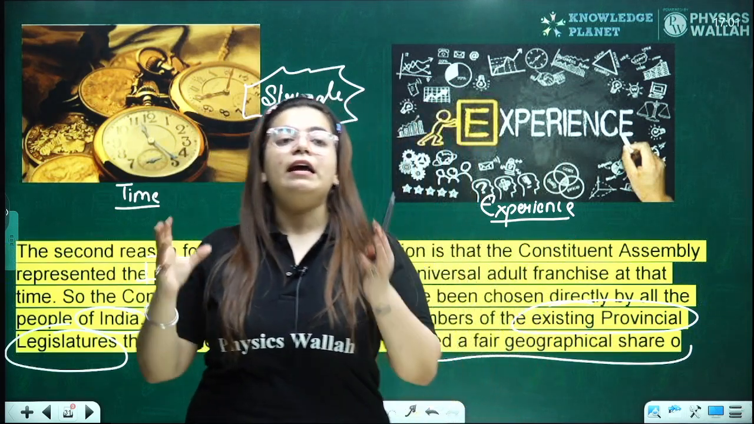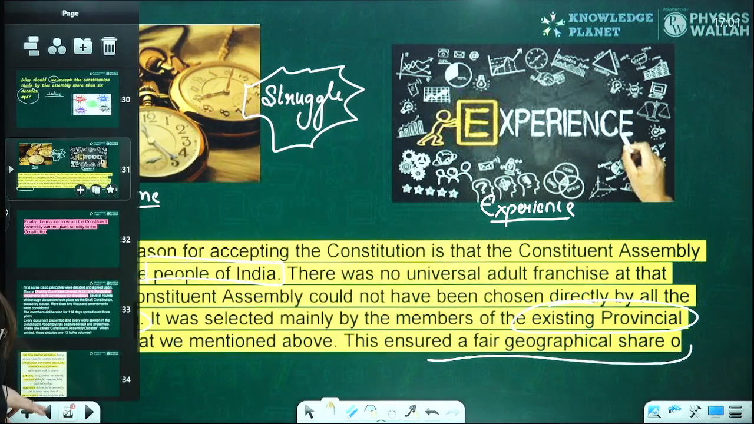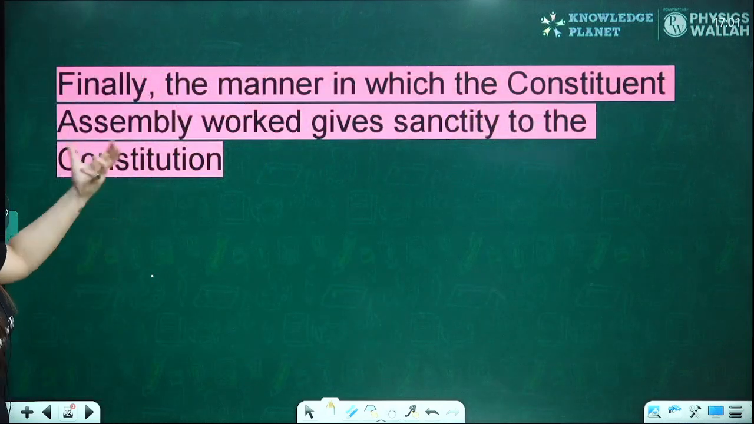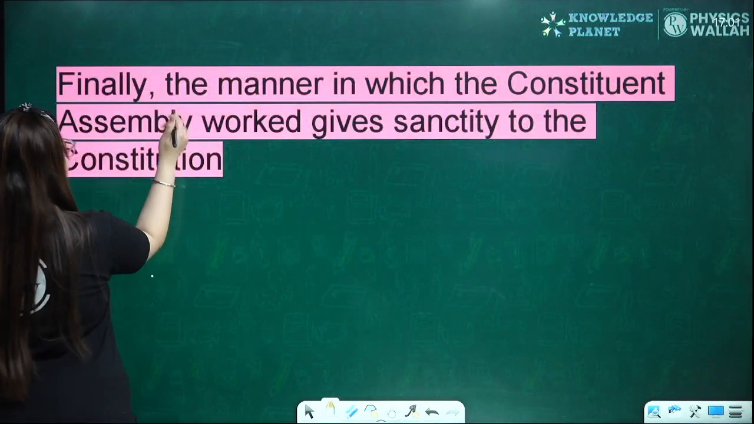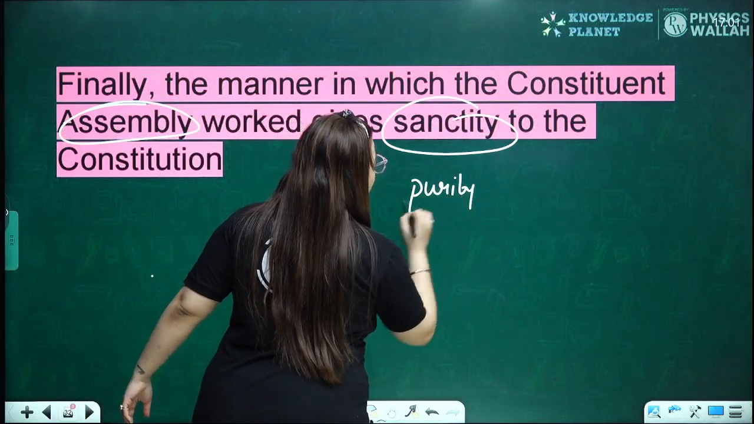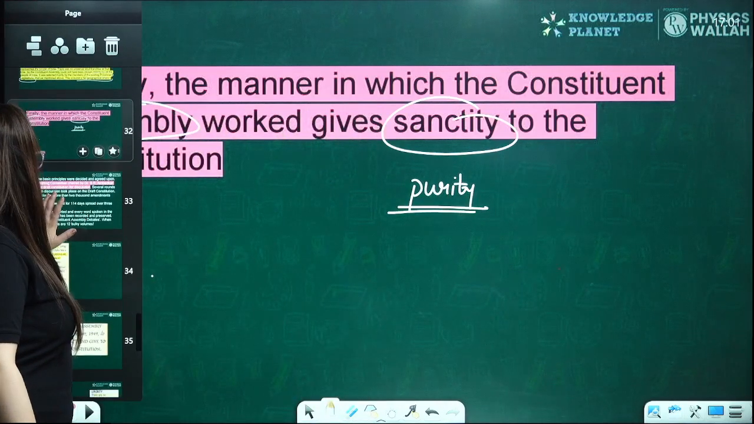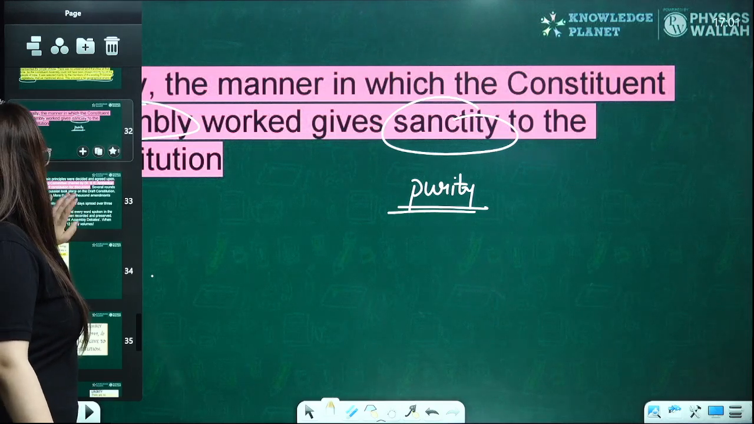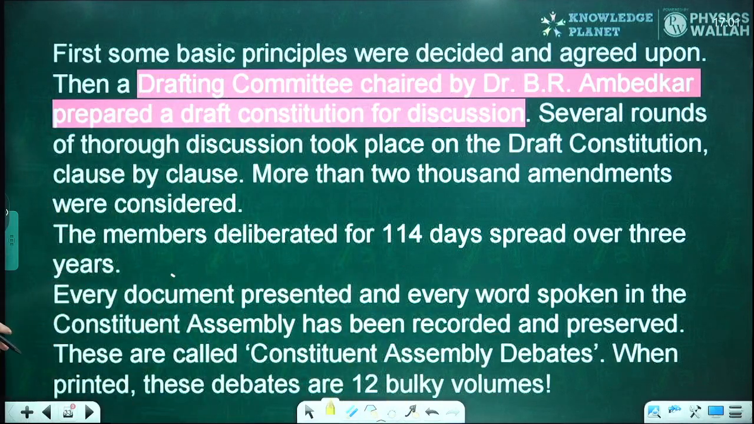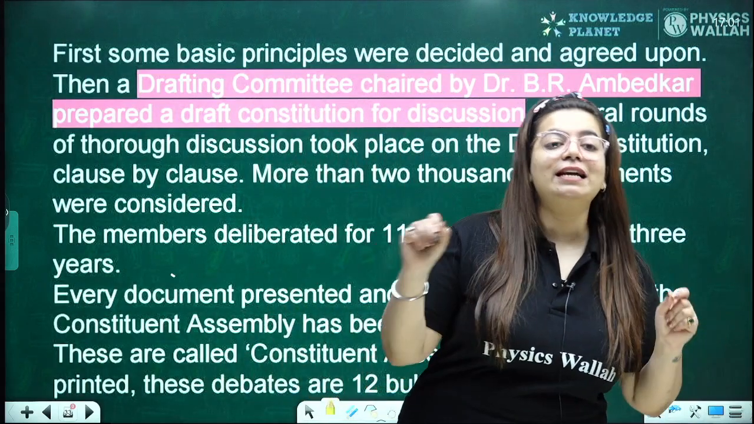That is the reason why it gives sanctity, it gives purity to the constitution. Alright, and finally, the manner in which the Constituent Assembly worked also gives sanctity and purity. How they worked for their constitution gave purity to it, as a lot of people were there, and we understand this, okay. So we can see this. First, some basic principles were decided and agreed upon. That is how the Constituent Assembly made such a beautiful Constitution of India, which is accepted till now.